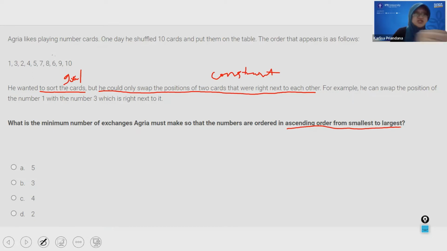Of course, the easiest way is to swap 2 and 3, right? This is quite clear already. And then you exchange 6 with 8 and then 6 with 7, because you know that 6 is here, so you need to move it twice. So there are actually 3 minimum exchanges that she needs to make the cards in ascending order. Okay, answer is 3. Hope it's clear.